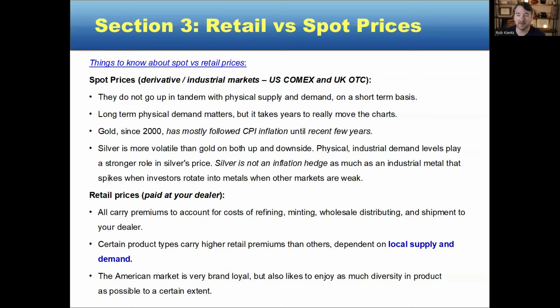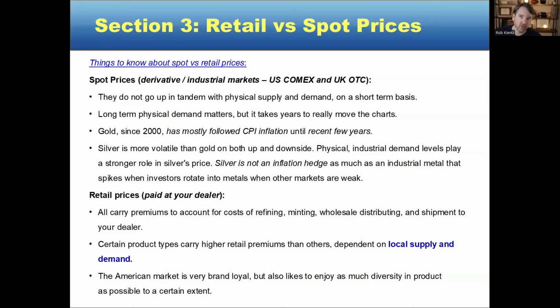So spot prices do not go up in tandem with physical supply and demand on a short-term basis. That's the market makers, proven over and over in part two. And if anybody wants to argue with me, go watch part two. Long-term physical demand matters, but it really takes years to move the chart unless you have a black swan event, meaning a Great Recession crash. Gold and silver technical will go straight up because people are playing that technical price risk from an immediate black swan or unexpected event, if you will.